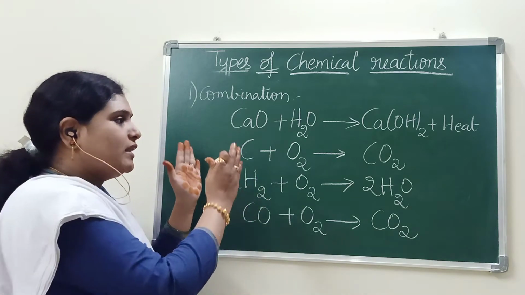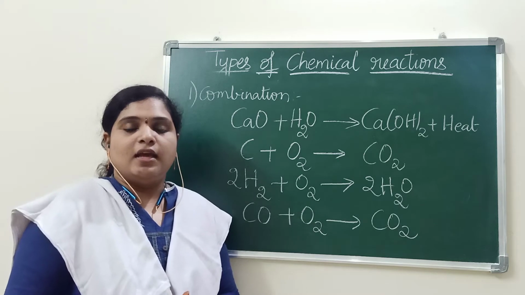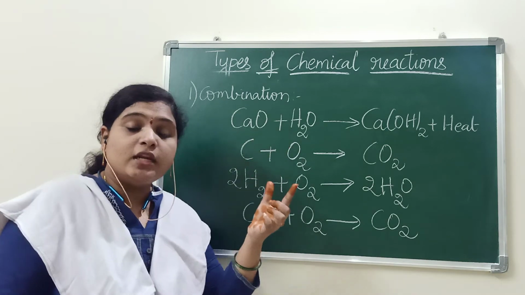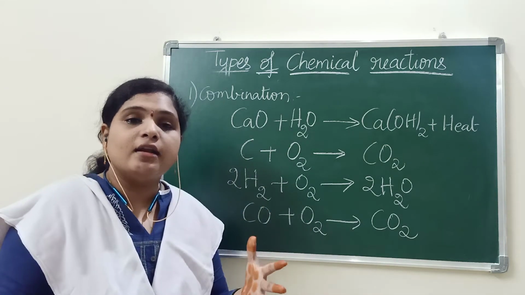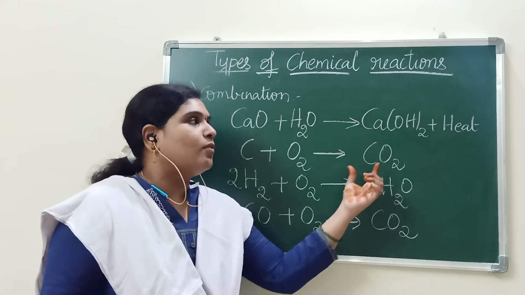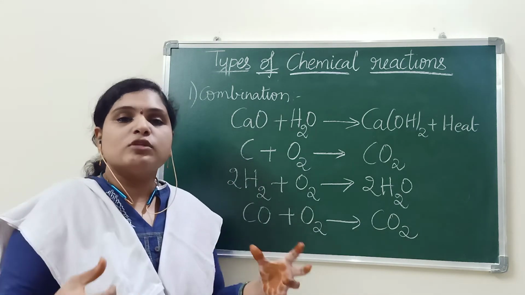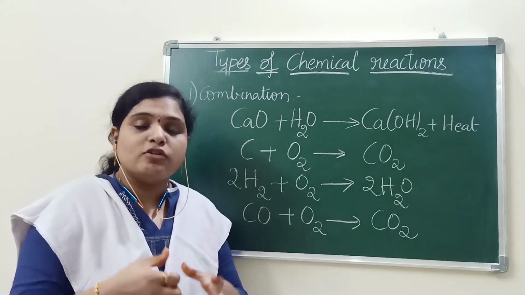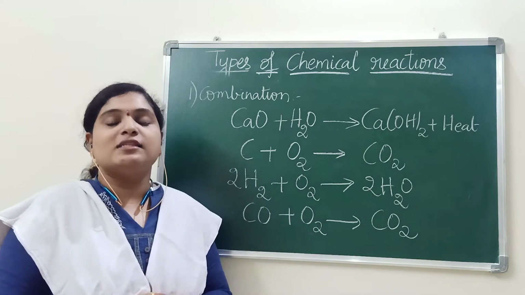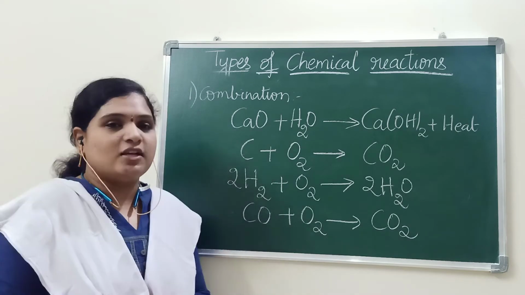So, based on these equations, how can we define a combination reaction? It may be a combination of compounds, or a combination of elements, or a combination of a compound and an element, leading to the production of only one product. When two or more substances are combined together to form only a single product, it is called a combination reaction. Hope you have understood what a combination reaction is, right?